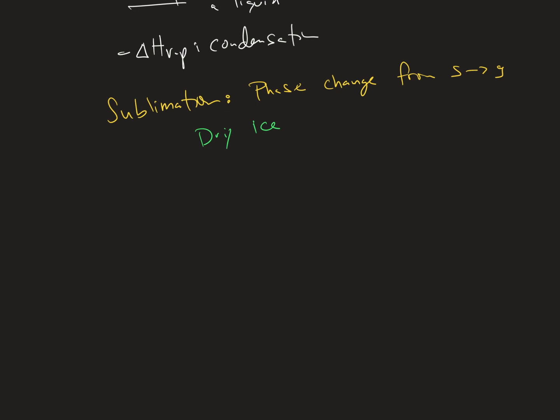So if we want to know the delta H of sublimation, that's equal to the heat of fusion plus the heat of vaporization, because it's doing everything all at one point. Does that kind of make sense? So is it delta H of fusion plus delta H of vaporization? Yeah.